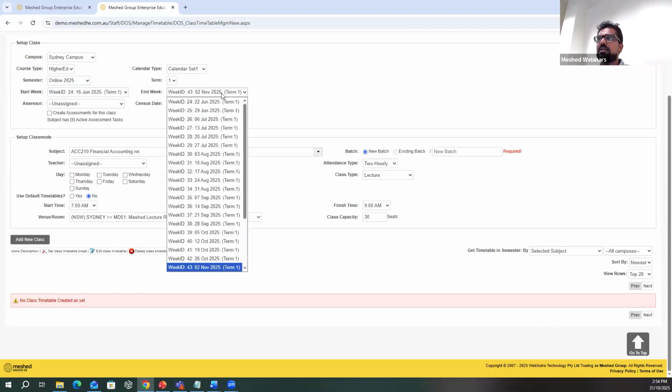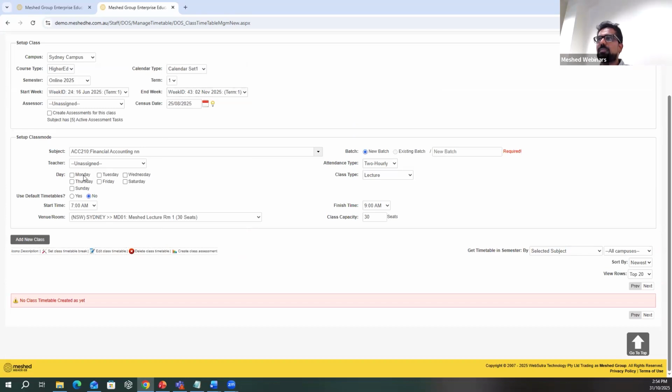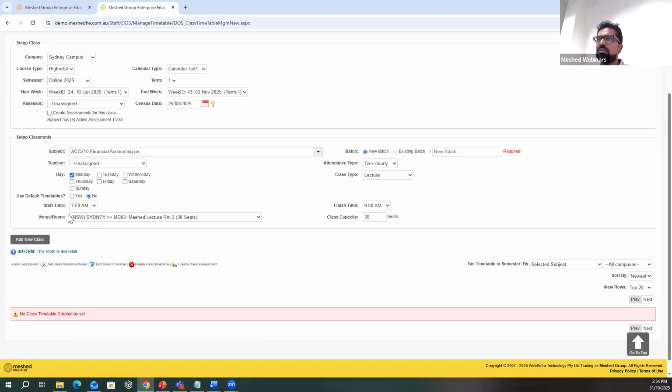class start date and end date, what day is the class, batch name, attendance type, as I have emphasized on choosing the right attendance type, and then start time and end time, and venue, in which room you want to set up this class. And then you can add the new class.